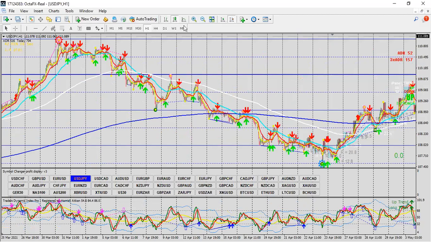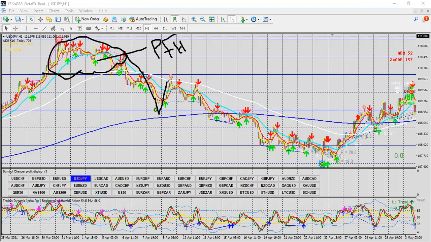This is more 4 hours effect. PFL. Though this is not a perfect example of using pullback to count level. So market came here, dropped, right? Pulled back, dropped, pulled back, then give us this first leg, second leg, then started giving us this.